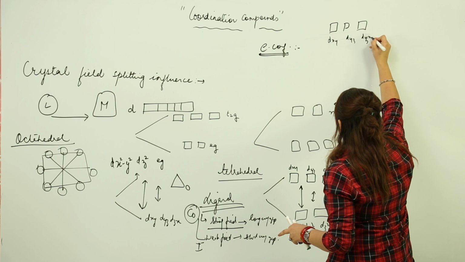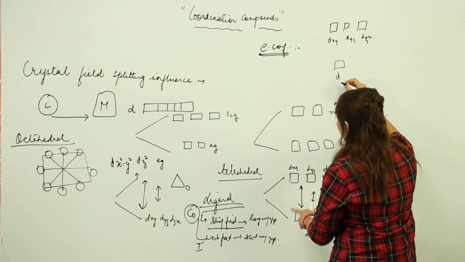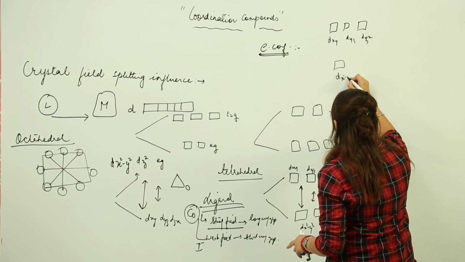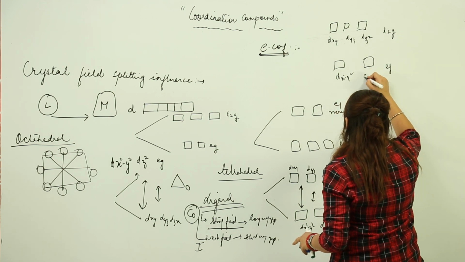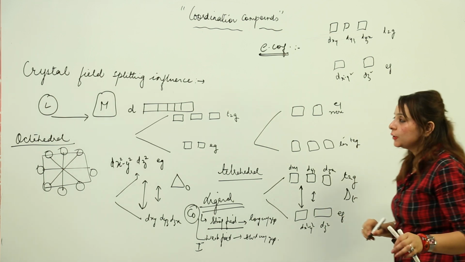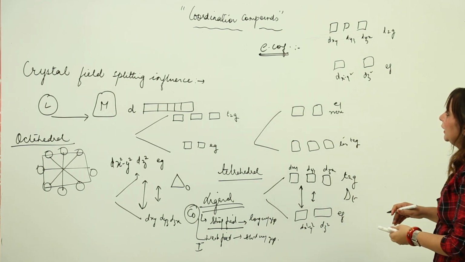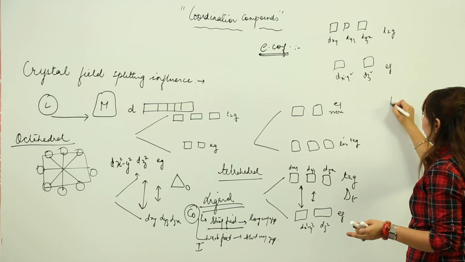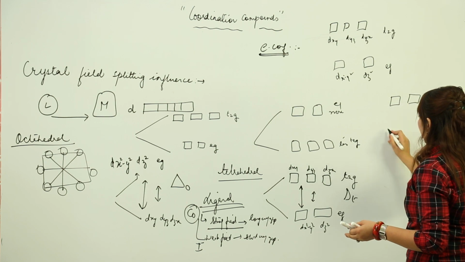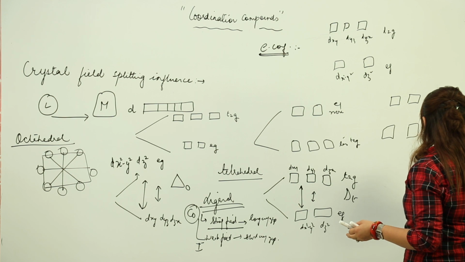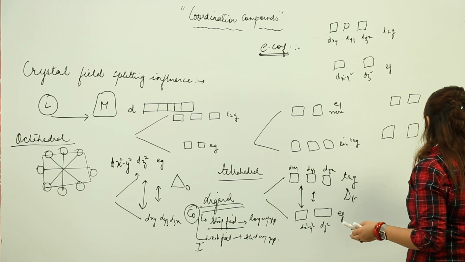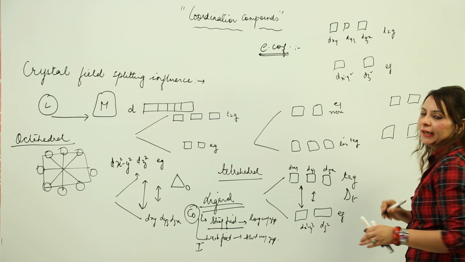Suppose I have this kind of complex. I am talking about this tetrahedral one. As you know, in this case T2g is having higher energy and eg is having less energy. So if I have an orbital like this, and you can also do it for an octahedral, let me make that also, so that you should not get confused. So this is my t2g and this is my eg with high energy.